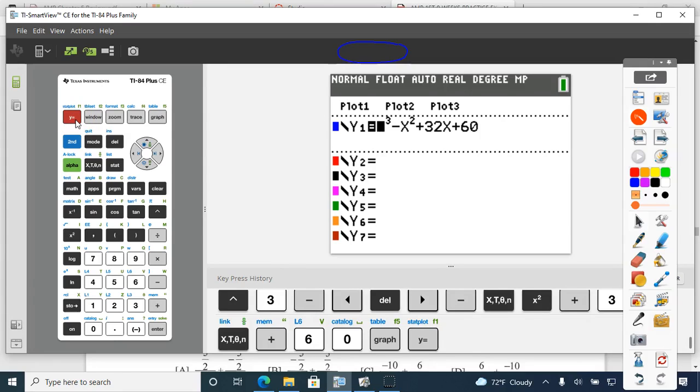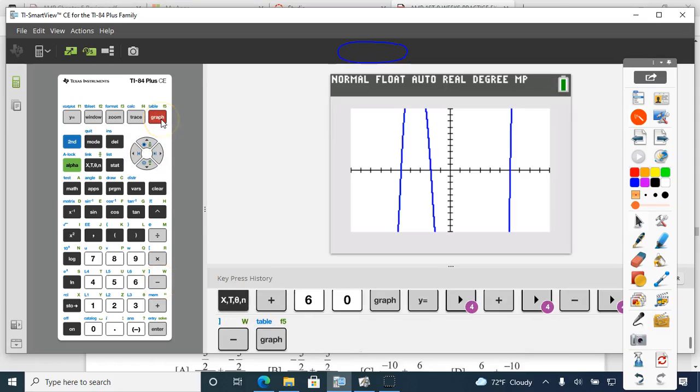The next one is x cubed plus x squared minus 32x minus 60. And then we're going to graph. And looks to me like this one crosses at 1, 2, 3, 4, 5, 6. It's crossing at 6. It's crossing at -2. And it's crossing at -5. So B is our answer.